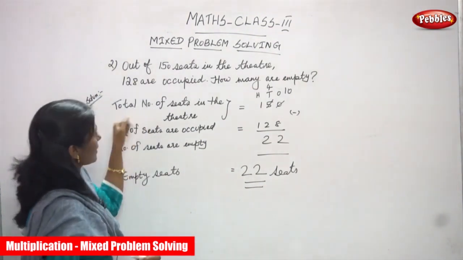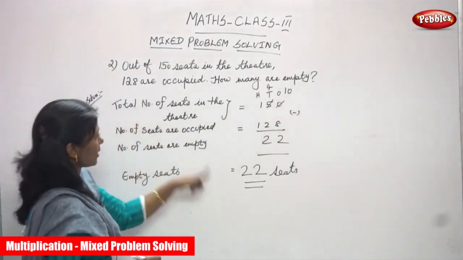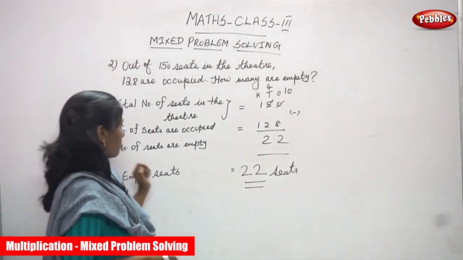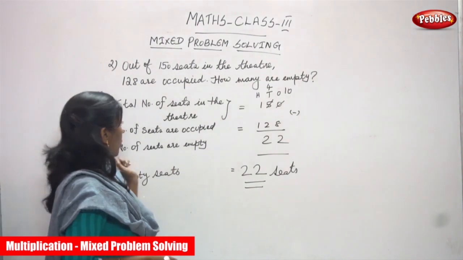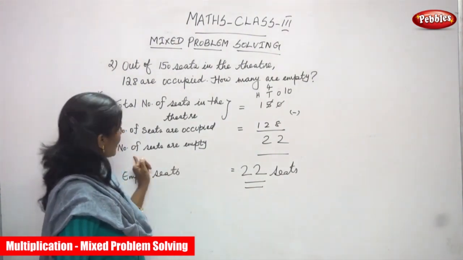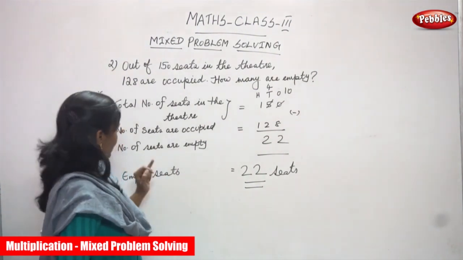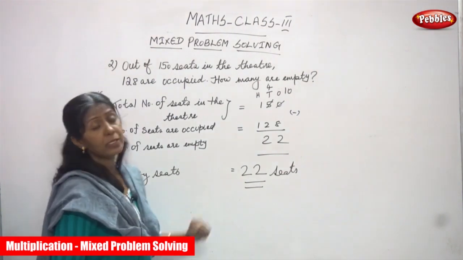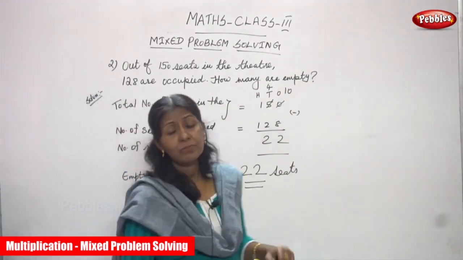Again I'll repeat: the total number of seats in the theatre is 150. Occupied seats is 128. So you have to find how many seats are empty. This is the question. Number of seats empty is 22 seats. That is what I've written very simply: empty seats equal 22 seats. This is the right answer for the question.